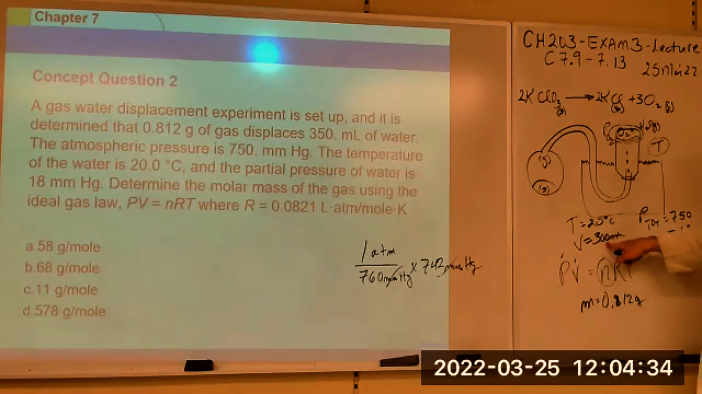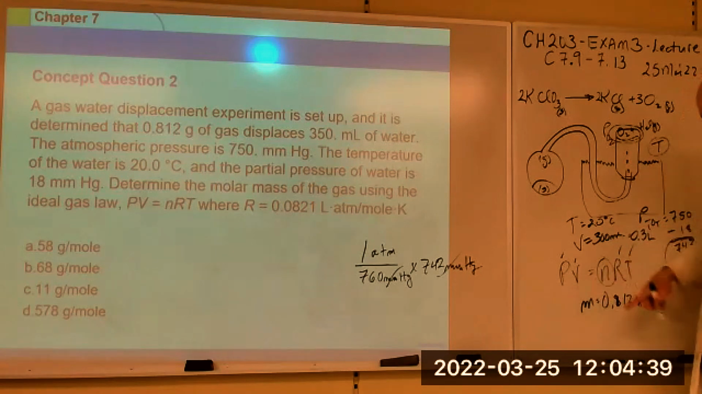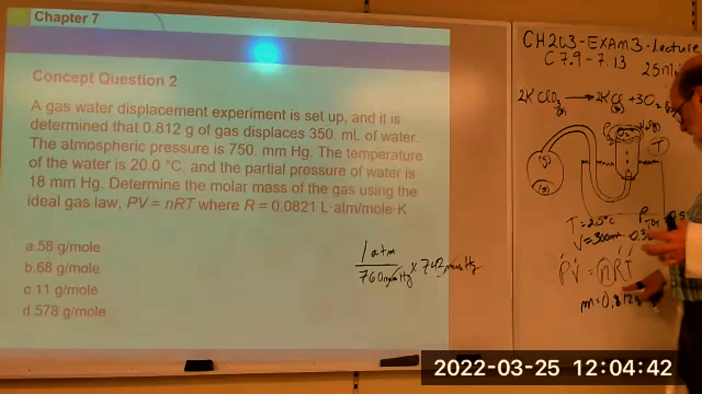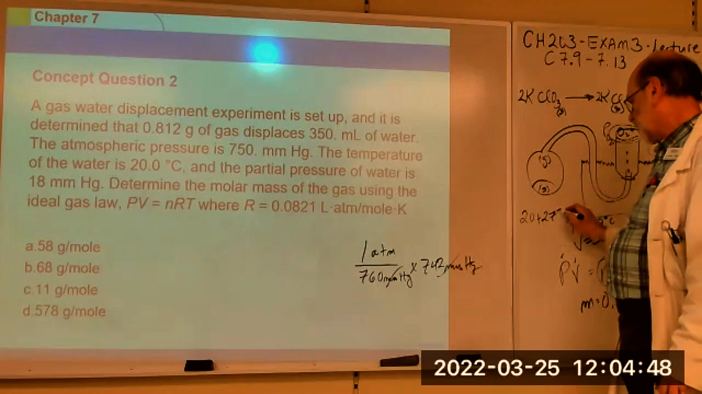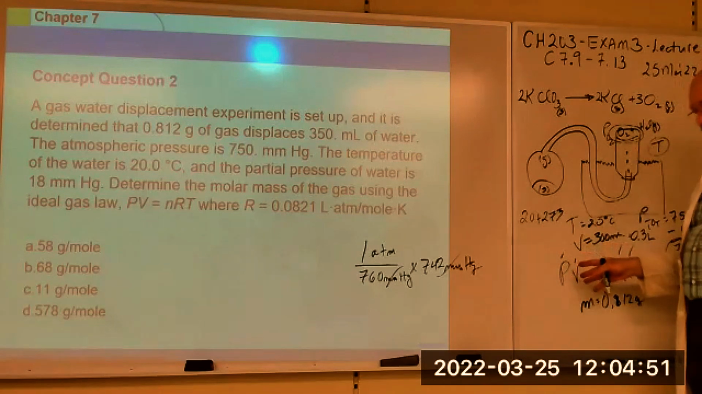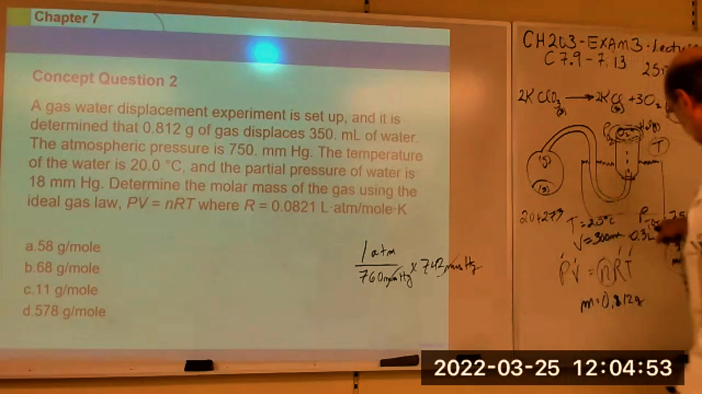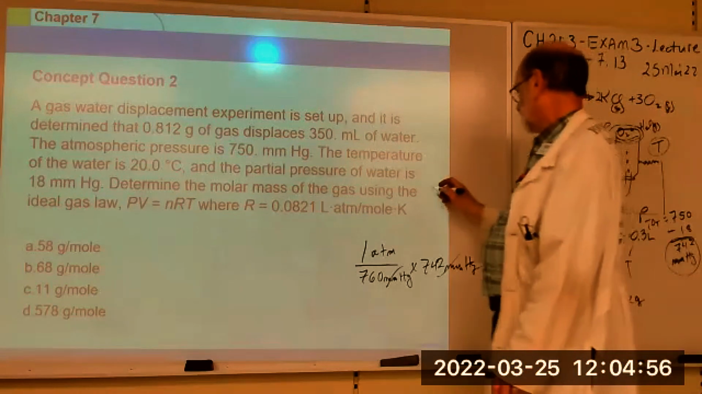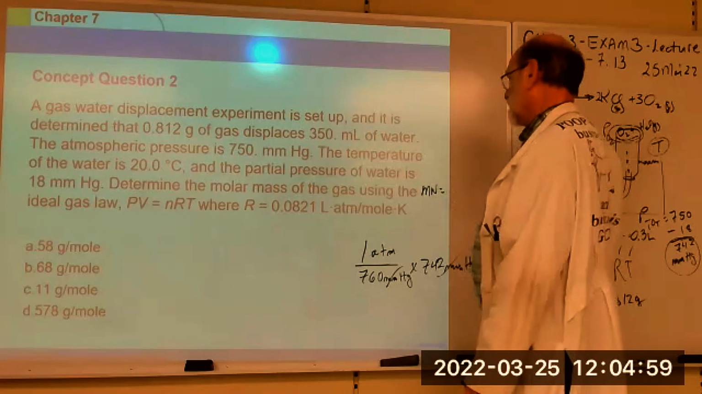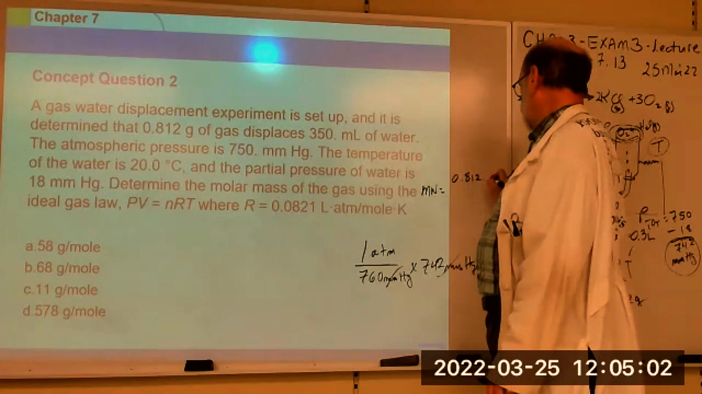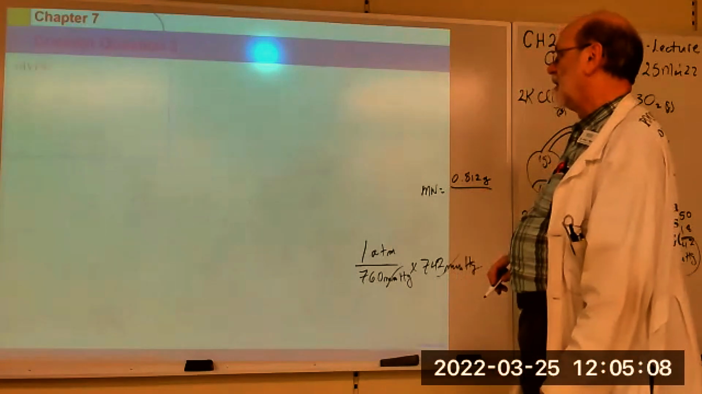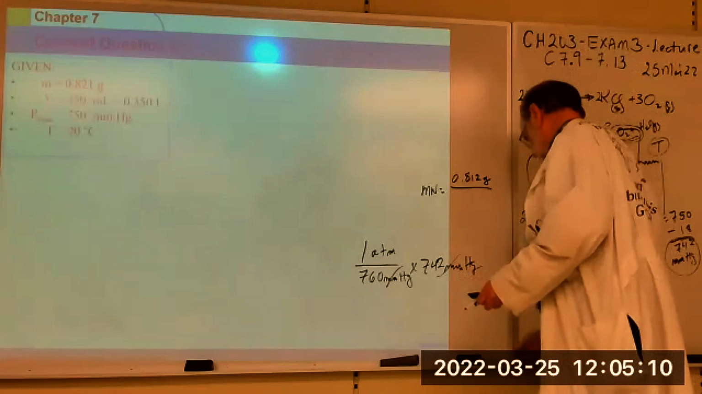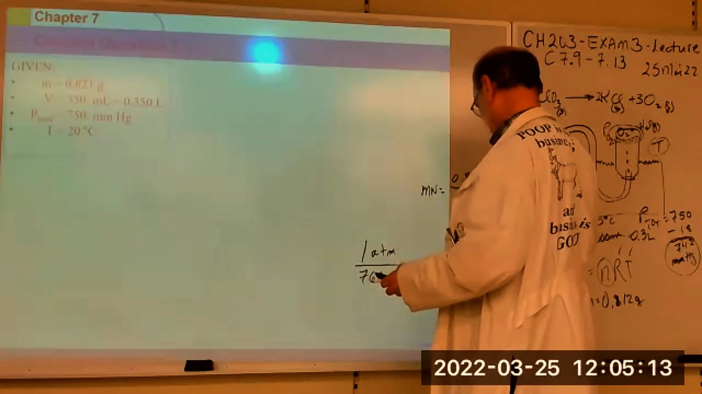You've got volume that needs to be converted to liters, 0.3 liters. Put it in there. R is 0.0821. Temperature is 20 degrees plus 273. Now we've got everything we need. Solve for moles. And then put moles in the expression for molar mass, which would be 0.812 grams per how many moles? Oh, we're working it out here.